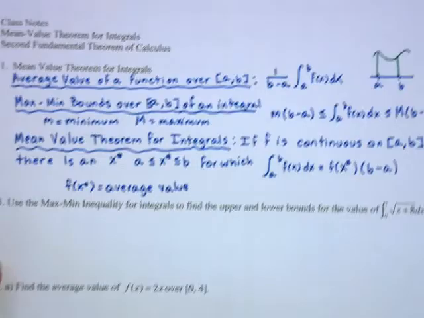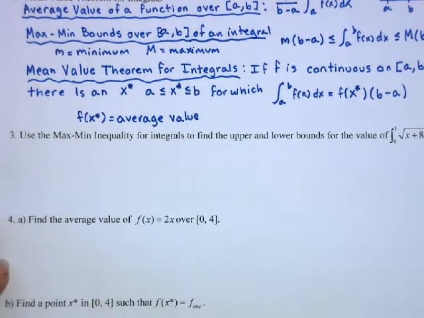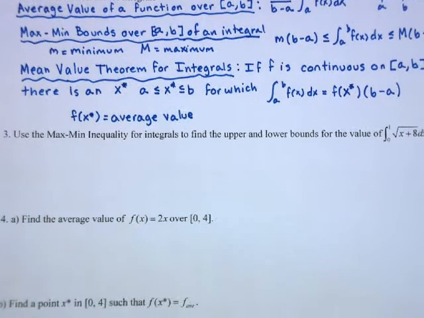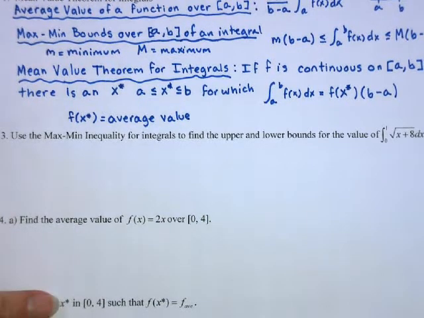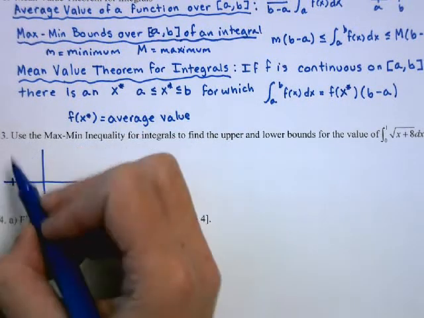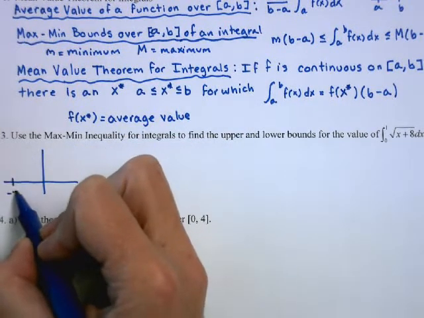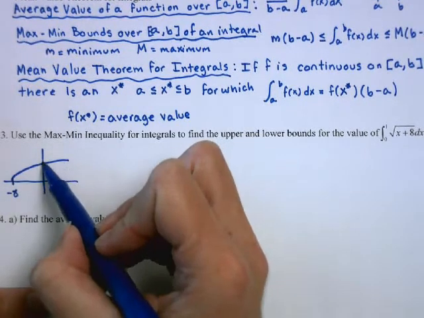All right, so let's do some examples. First, use the max-min inequality for integrals to find the upper bound and lower bound for the integral from 0 to 1 of x plus the square root of x plus 8. So we have our function. This is going to be the square root, moved to the right. There's negative 8. So it's going to be like this. So this is going to be increasing.